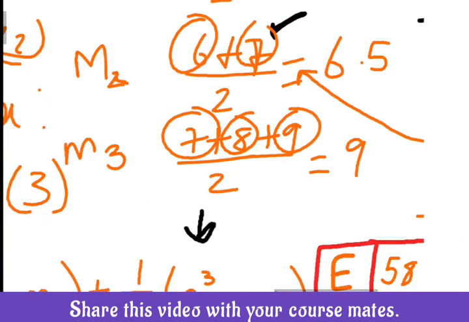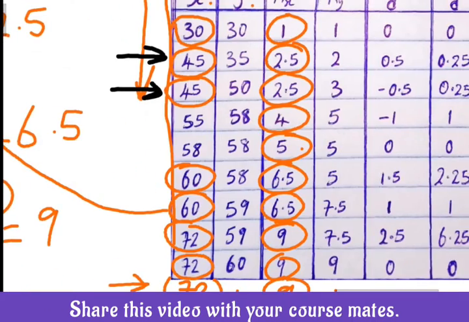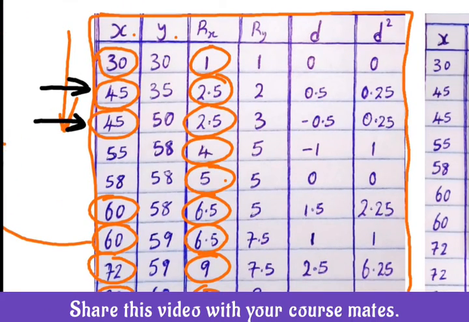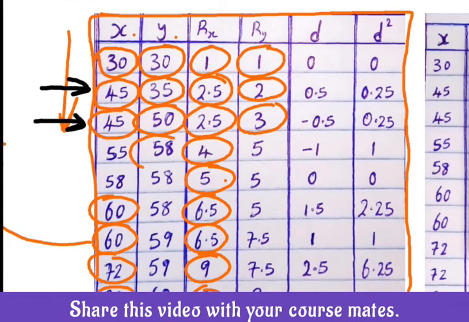Then we'll move on to the next column, which is column Y. So for column Y, the very first score will be assigned a rank of 1. The next score will be assigned a rank of 2. The next score will be assigned a rank of 3. And then we are having 58 occurring 3 times.